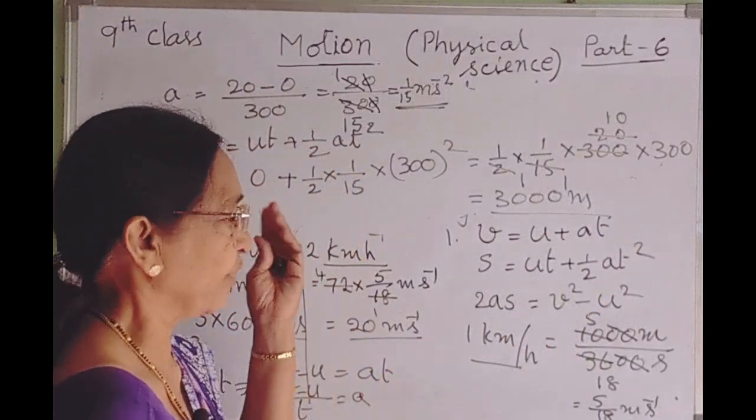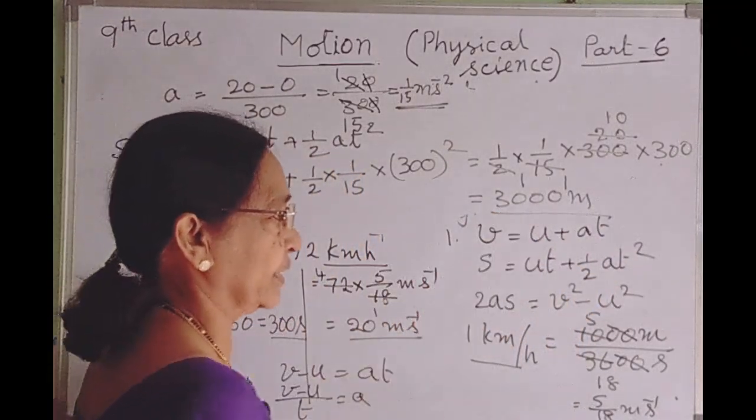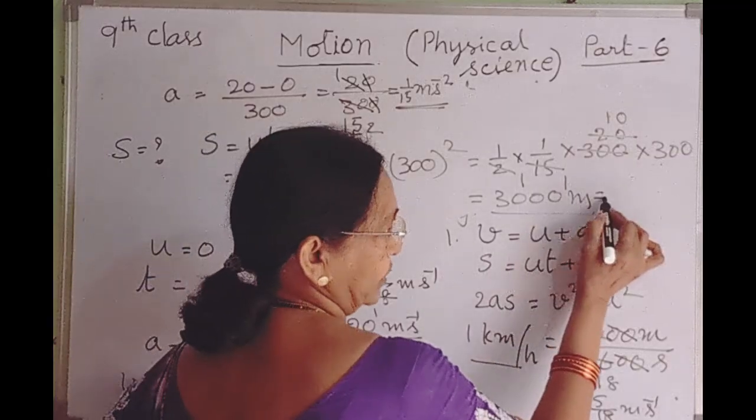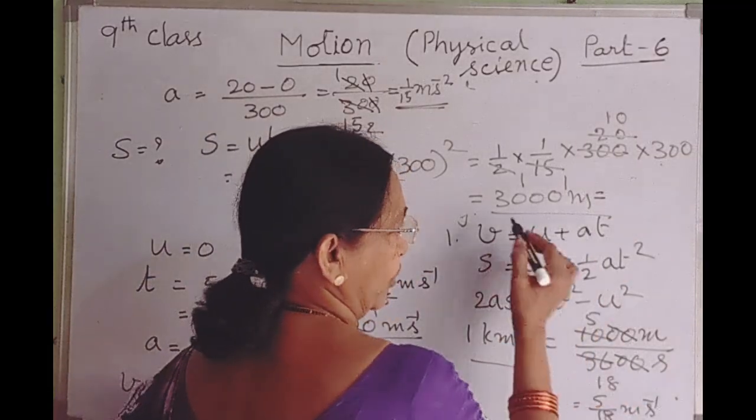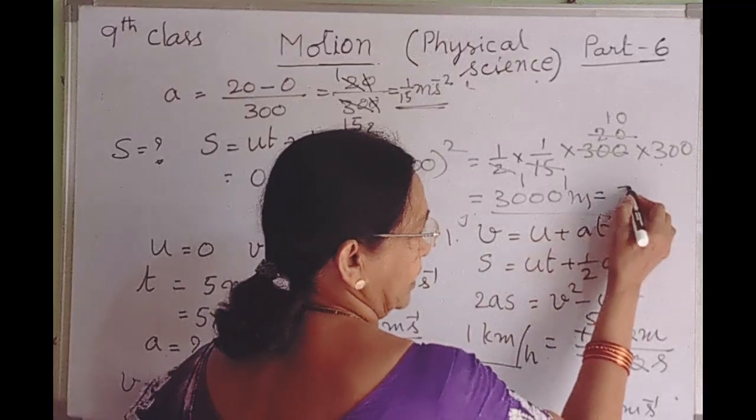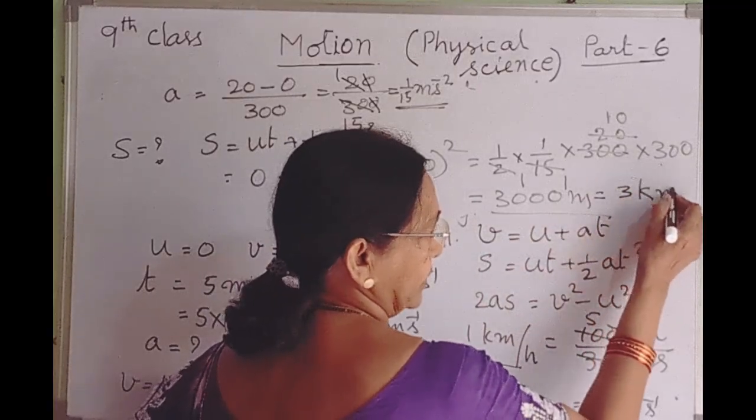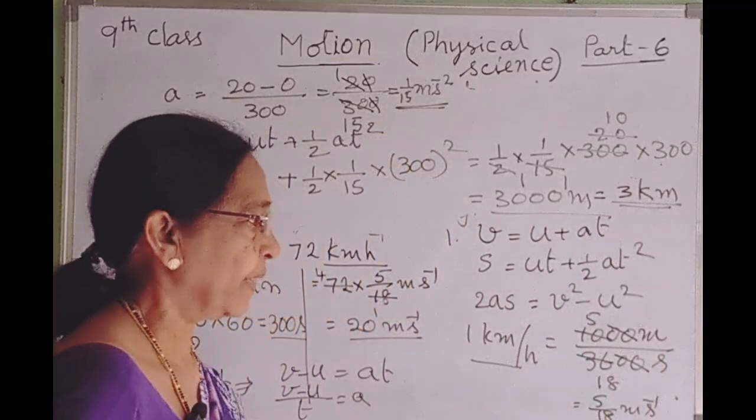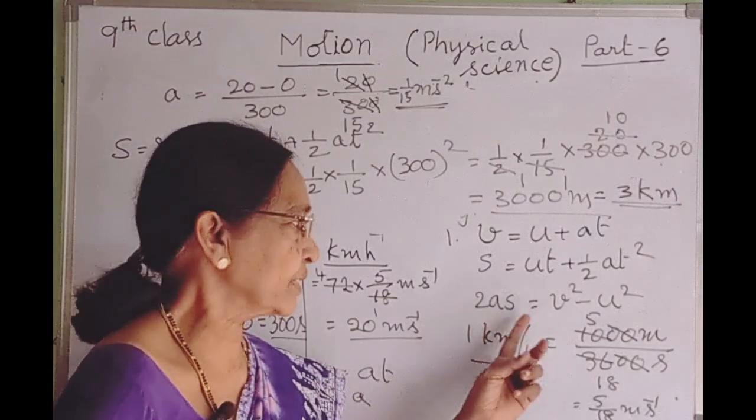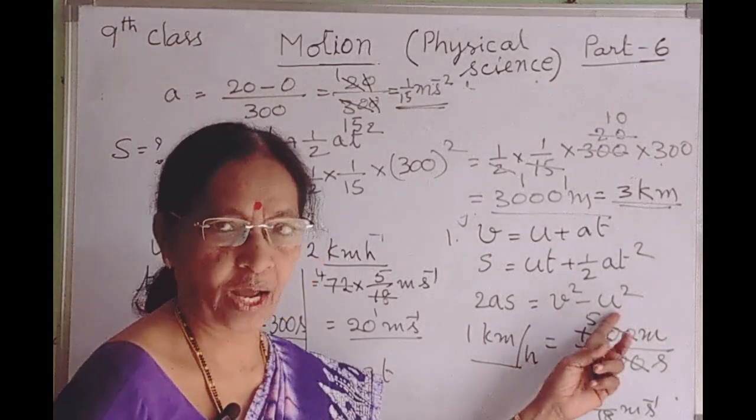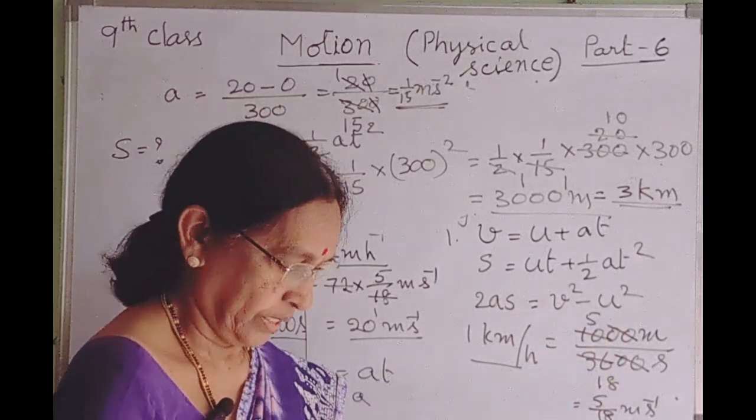Now we can convert it into kilometers. Each 1000 meters is equal to 1 kilometer. Therefore, 3000 meters is equal to 3 kilometers. Now we can also use 2as is equal to v square minus u square. Let us find the distance travelled using the third equation also.